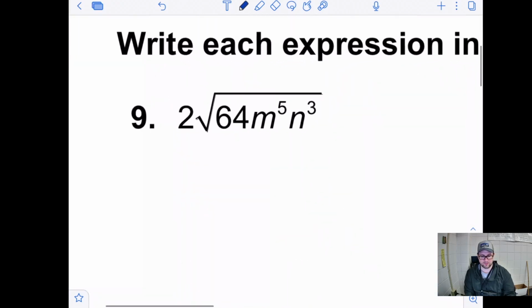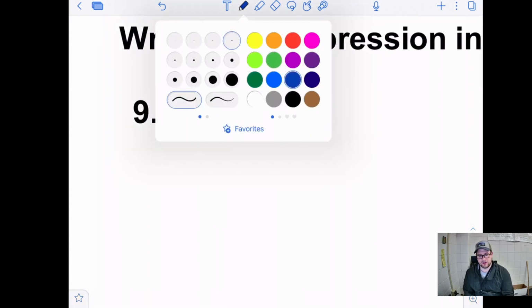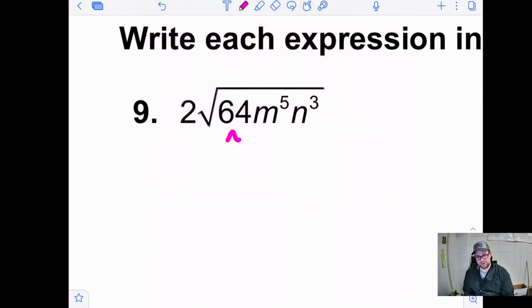Let's get to some really good problems. Here's a really good problem. Number 9. So coming over here to work through this one, what you're going to want to do is break this down. 64 is going to be 8 and 8. If I get 8 and 8, that's going to be 4 and 2.